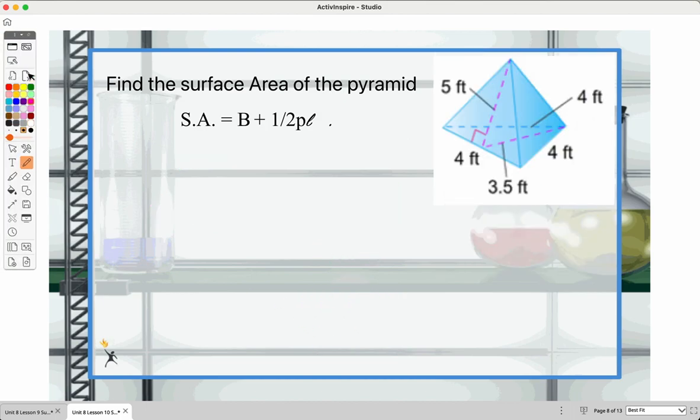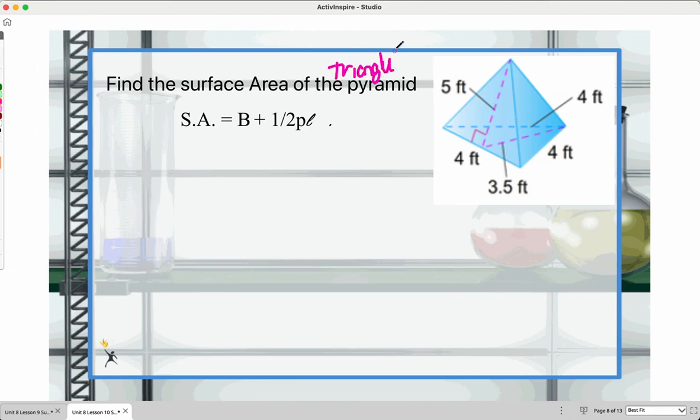Good job. Now what did I do to change this? I switched out big B. I now have a triangular pyramid instead of a square pyramid. So that's going to change how I find big B. To be fair, you really could use any of the bases.